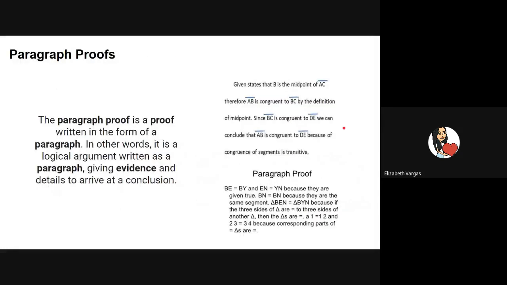And then we have what is known as a paragraph proof. Pretty simple. A paragraph proof is basically just a proof written in paragraph form. In other words, it's a logical argument written as a paragraph, with the given evidence in the beginning, and then you arrive at a conclusion. There are different ways you can write this paragraph proof, but again, you always want to start with your given and then end with your conclusion. As we can see here, it says the given states that, and then whatever your conclusion is. So since we can conclude that, you always start with your given and end with your conclusion.